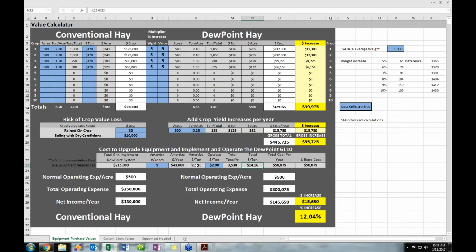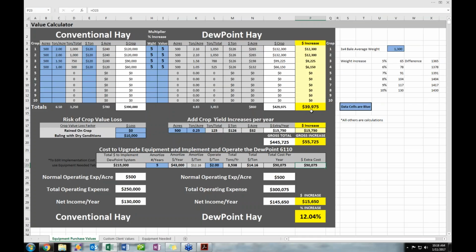So with the $12 to buy it and the $2 to operate it, that works out to about $14 a ton for this 500-acre farm, or about $50,000 of extra expense that they're going to incur annually to purchase and operate the steamer on their farm. And we will deduct that from our gross increases that we see here in yellow.